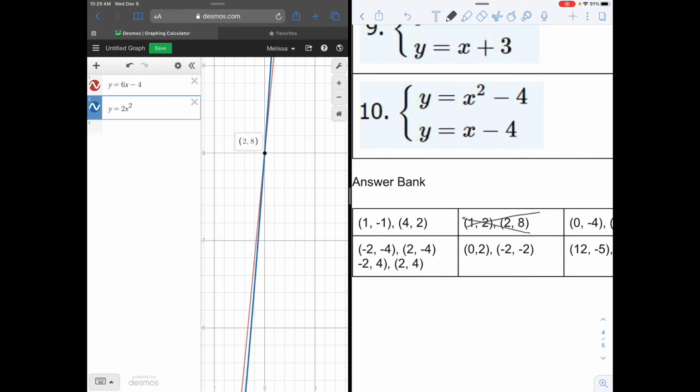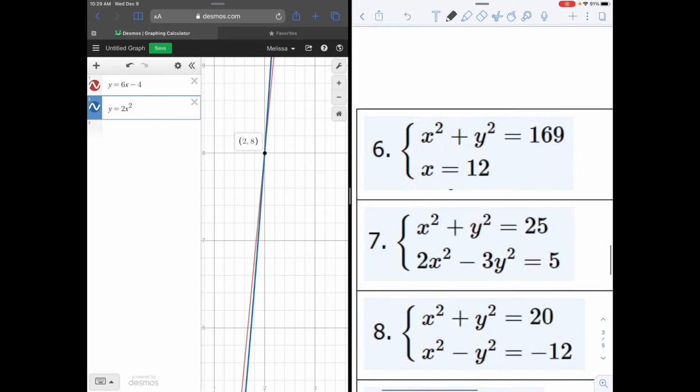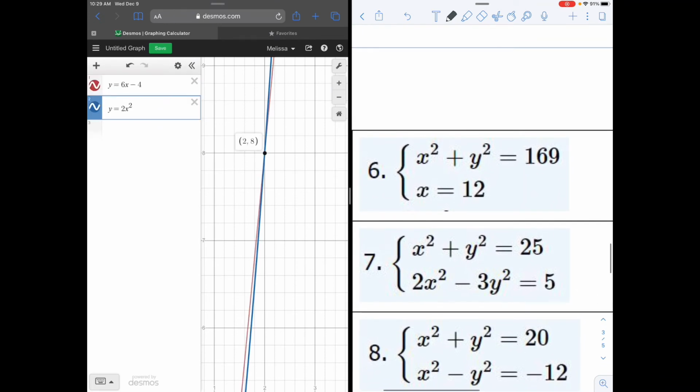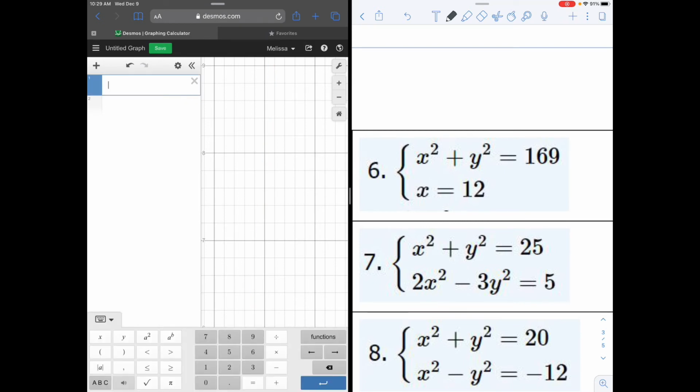All right, let's do just another example. Let's do problem number 6. Okay, so we're just going to get rid of the ones that we have, and we're going to put in number 6. We have x squared plus y squared equals 169, and that's going to give me a circle. And then x equals 12 is a vertical line.